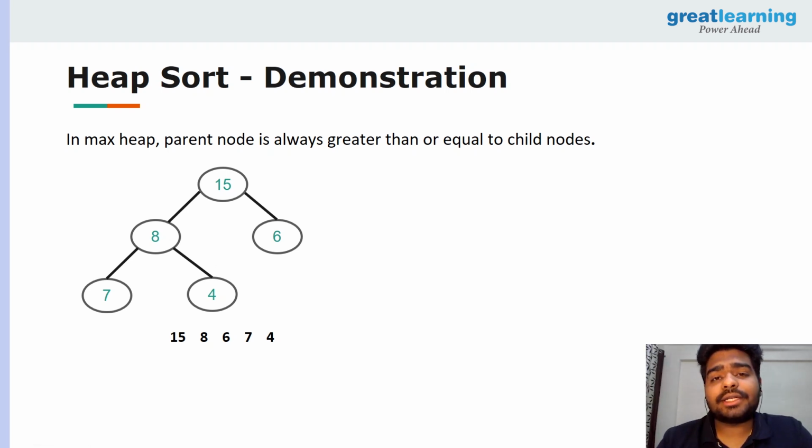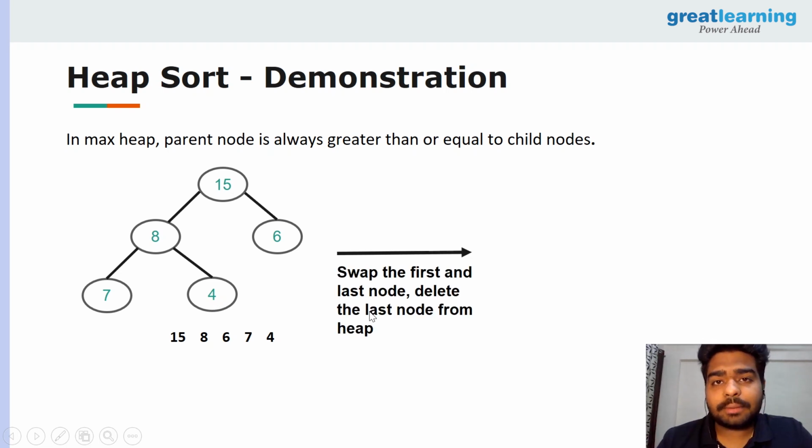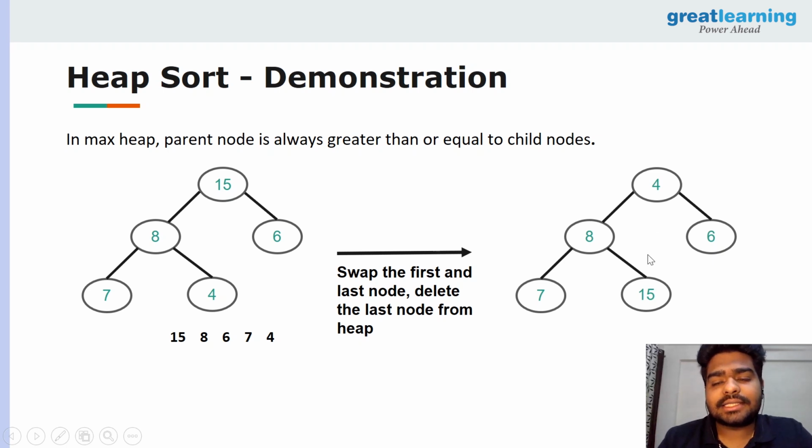Once you have created the max heap, we have to swap the parent node with the last node. The last node is 4 and the parent node is 15. Should we swap it? When you swap it, you will get something like this. Now after swapping, you are getting something like this. Now what do we have to do?